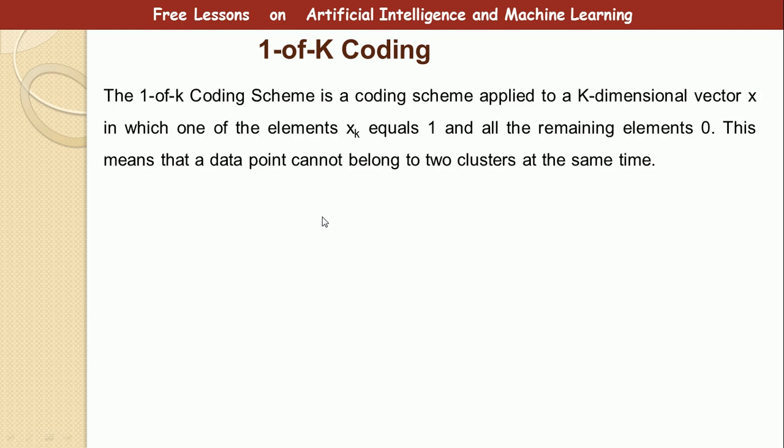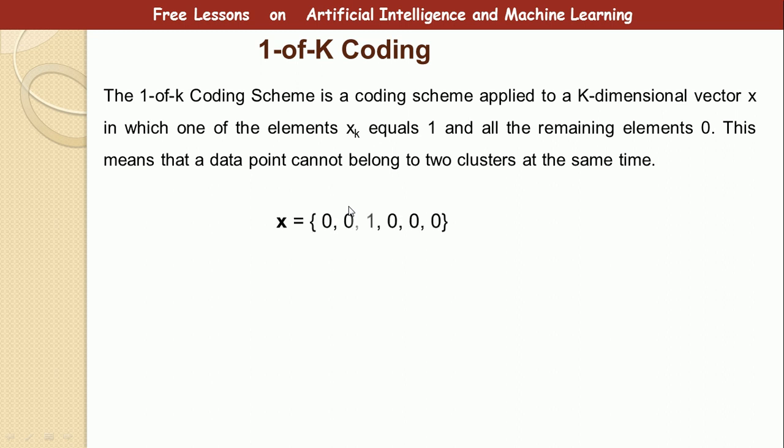The one-of-K coding scheme is a coding scheme applied to a K-dimensional vector x. We have x equal to x1, x2, x3 all the way to xK, in which one element xk equals 1 and the remaining elements equal 0. This means that a data point cannot belong to two clusters. So you see how the one-of-K coding scheme comes in, because the data points have to be assigned to just one cluster at a time.